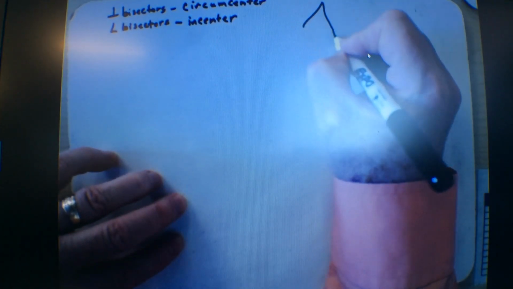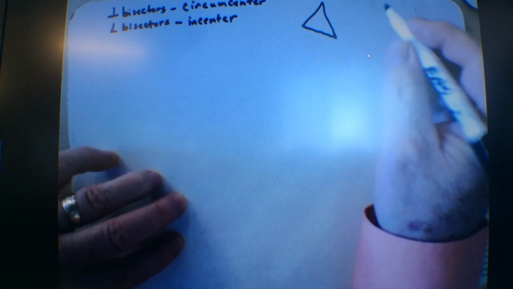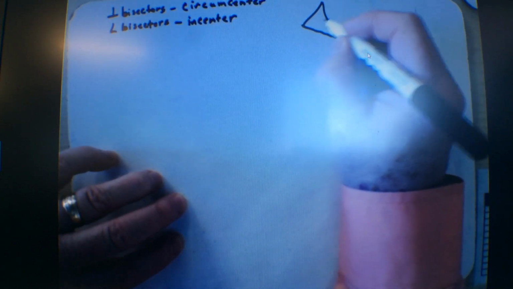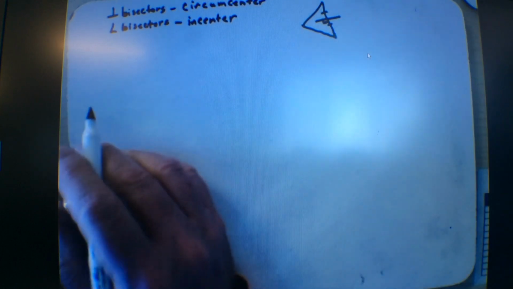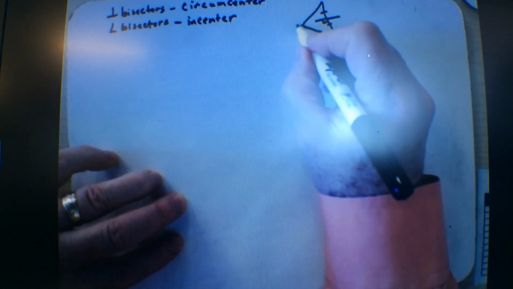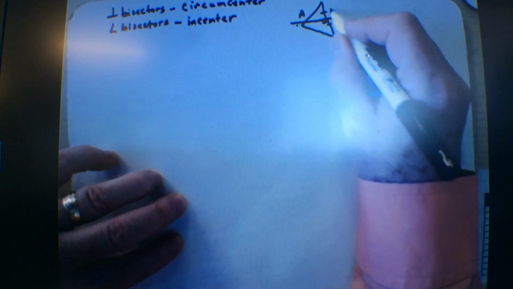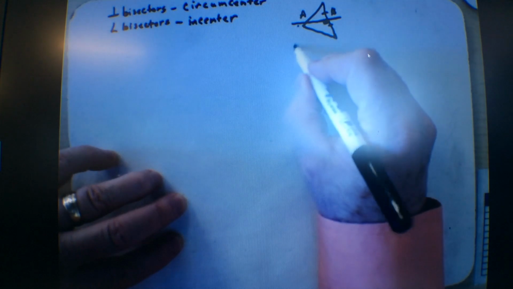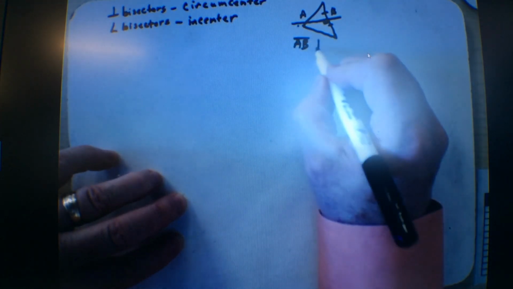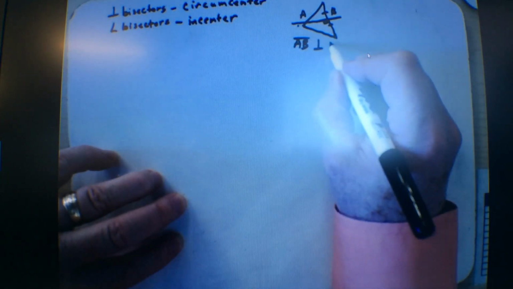I'm just going to draw one. I'm going to call it AB. Here's a triangle, right? And if I do the perpendicular bisector, that has to be marked and that has to be marked, right? Let's go ahead and write this. So this is AB, right? And this is a perpendicular bisector. So line segment AB is a perpendicular bisector, right?